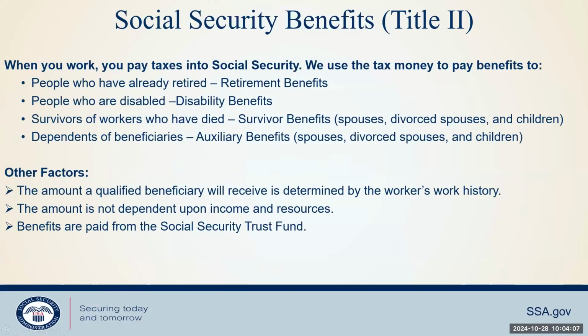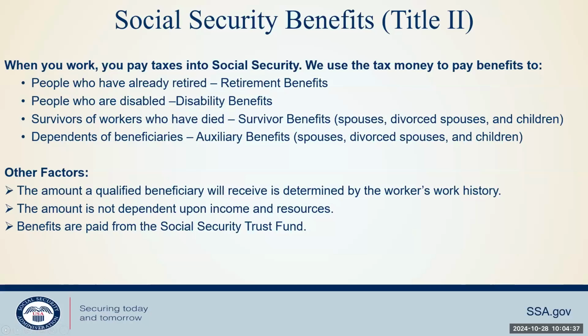So first thing we're going to talk about is the basic standard Social Security benefits, or what we consider Title II. This is for individuals who are working and paying into Social Security through a payroll tax deduction. So that money is actually set aside when you work and pay Social Security taxes. It is set aside for specific types of benefits. The money goes into what we refer to as a Social Security trust fund.